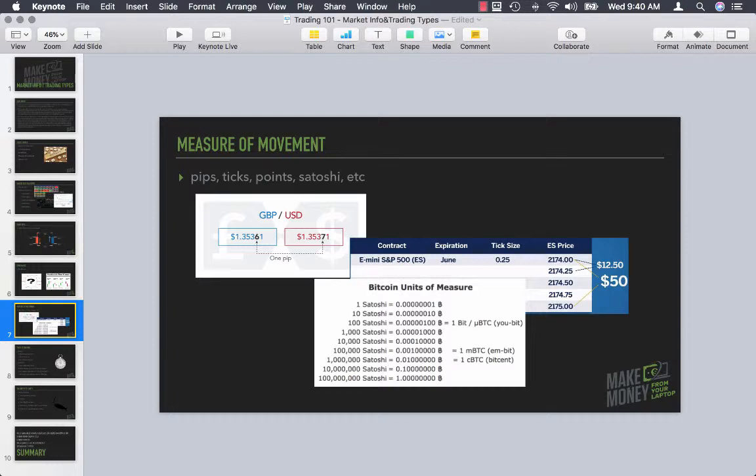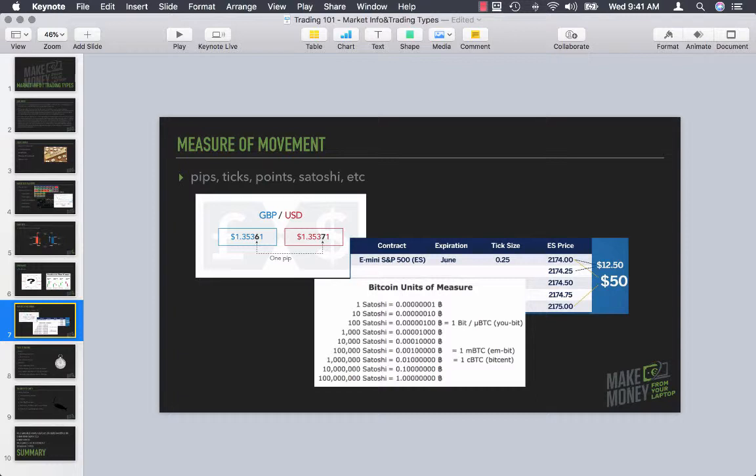Each movement of a pip in Forex, or each movement of a tick in the futures market, has a fixed value associated with it. And it's important to know what that value is, because it does vary. It varies based on the instrument that we're trading. So in foreign exchange, the pound dollar does have a different value than the pound yen on a pip per pip basis.